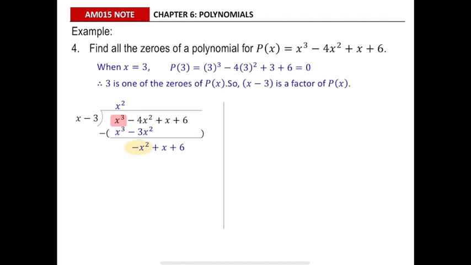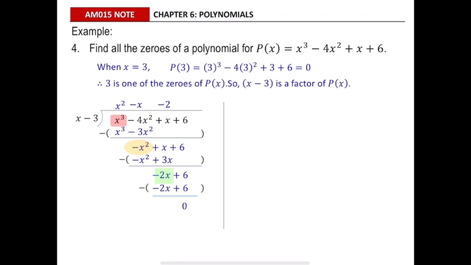Divide negative x squared by x, we get negative x. Then multiply negative x with the divisor, we get negative x squared plus 3x. Now subtract these two expressions, we get negative 2x plus 6. Negative 2x divided by x equals negative 2. Then multiply negative 2 with the divisor, we get negative 2x plus 6, which equals 0 after subtraction.